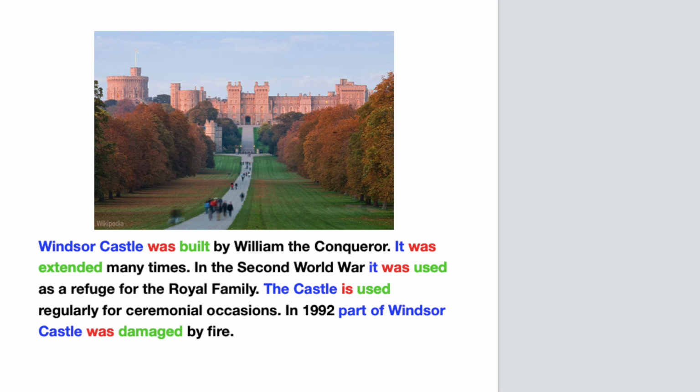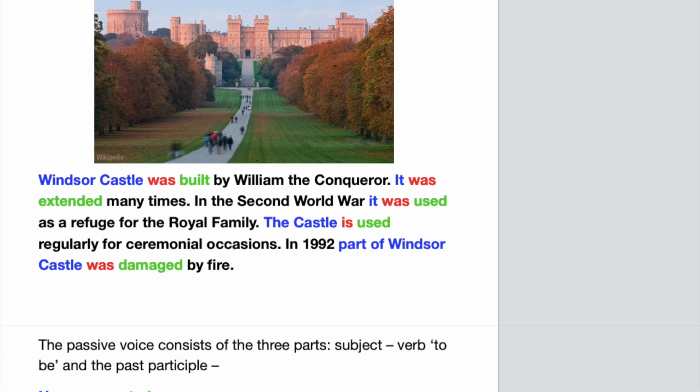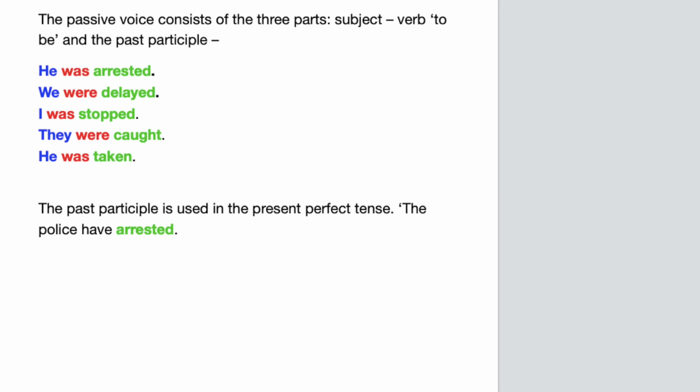But there we can see again the examples, colour-coded. Windsor Castle, the subject. Was as the verb. Built from build, and so on. Was damaged by fire. The passive voice consists of the 3 parts: subject, verb to be, and the past participle.